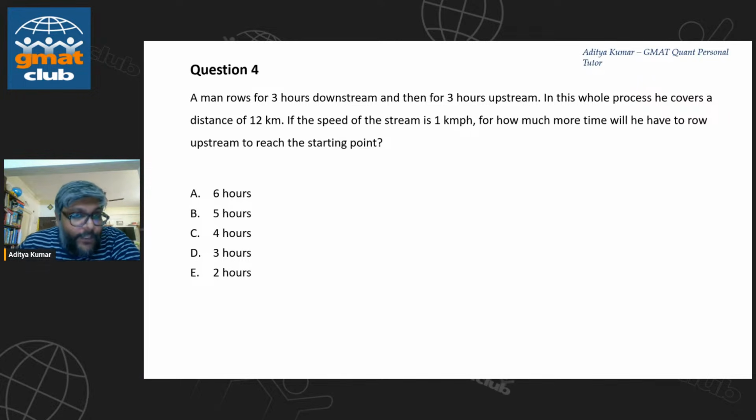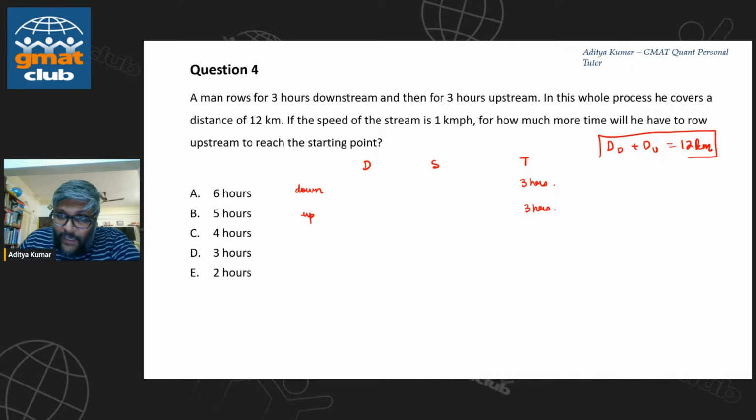Now I would put in my data. I have D, S, T. A man rows for 3 hours downstream, so that's given to me as 3 hours. And 3 hours upstream, 3 hours. In this whole process, he covers a distance of 12 kilometers. So I'll say the distance downstream plus the distance upstream is 12 kilometers. I'll make a note of that data at the side of my table. If the speed of the stream is 1 kilometer per hour, that's another extra piece of data given to me.